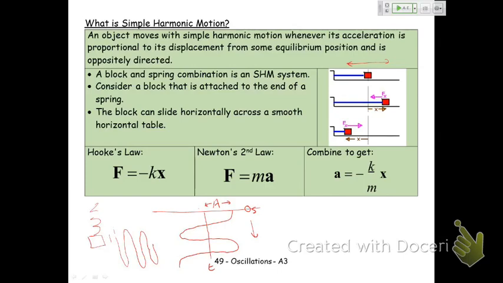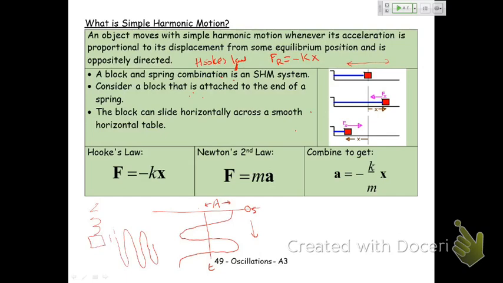Okay, so an object moves with simple harmonic motion whenever its acceleration is proportional to its displacement from some equilibrium position and is oppositely directed. What that means is it's Hooke's law. And Hooke's law says the restoring force is equal to minus kx. We did that in Physics 1. If it obeys Hooke's law, then it follows a thing called simple harmonic motion.